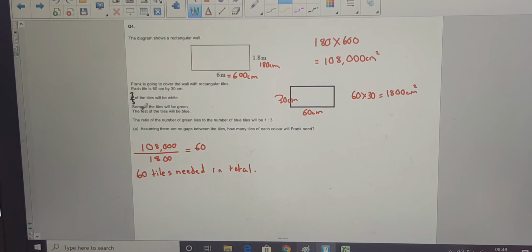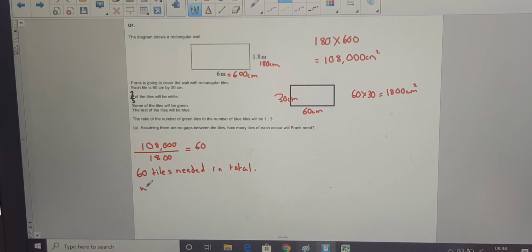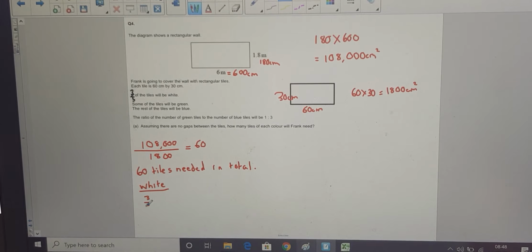Then what does it tell us? 3/5 of the tiles will be white. So if I'm working out the white ones, 3/5 of the 60 tiles needed. So that means that 60 divided by 5 is 12 times 3, so 36 white tiles needed.